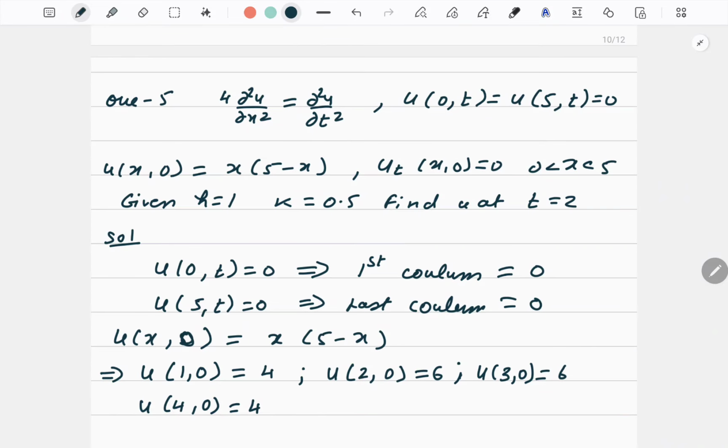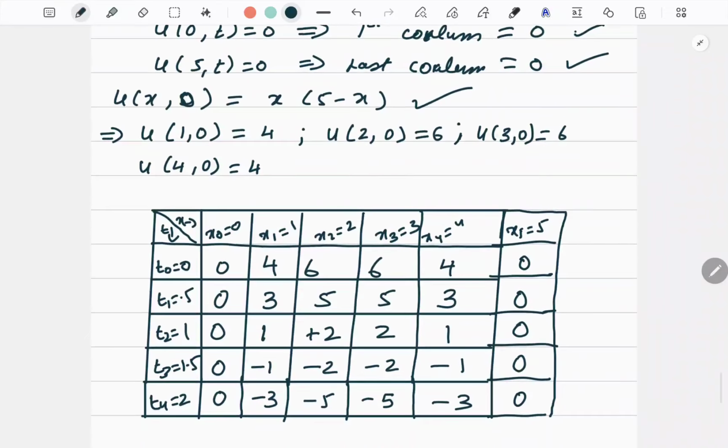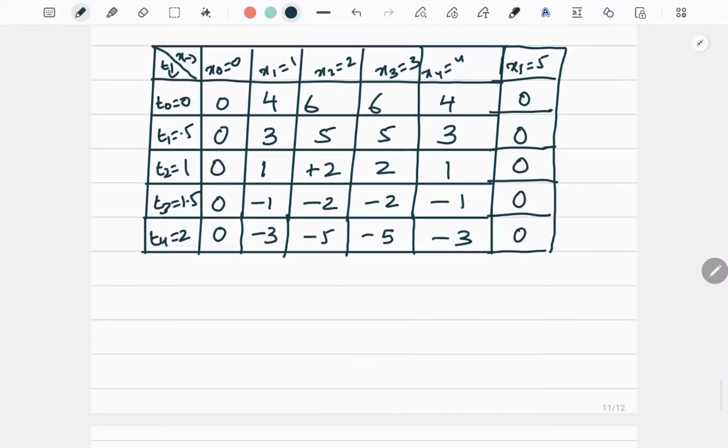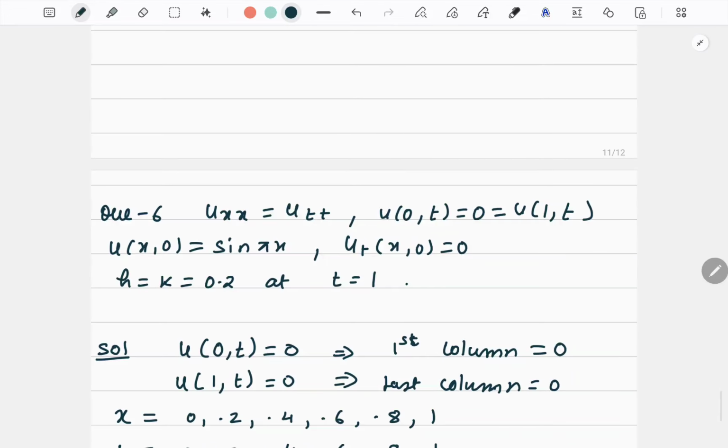Similar type of question. Here c² is equal to 4. So u(0,t) tells me first column is 0. Spelling of column I have written wrong. u(5,t) is 0 means last column is 0. So first and last column are maintained by this, and first row is maintained by this. But you have to write it down like this. Then see how I have filled the whole box. Correct? So you pause the video, solve it yourself and check whether you are getting the same answer or not. And then you know how to write down the remaining portions.